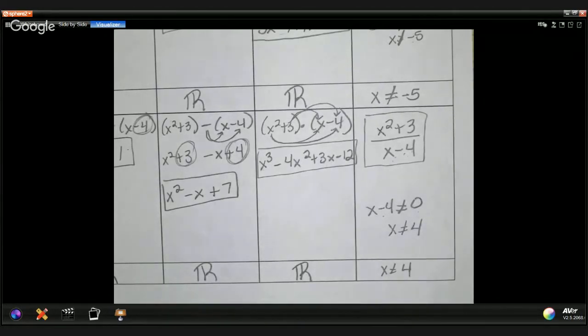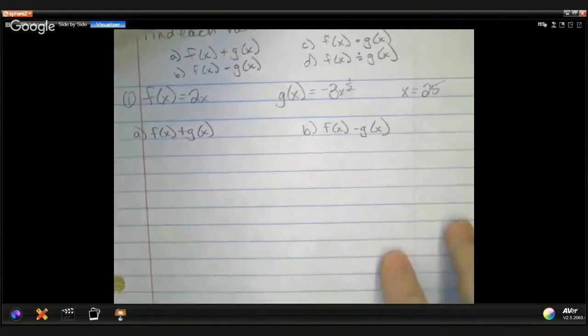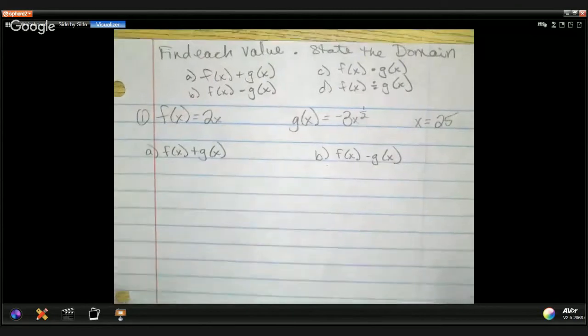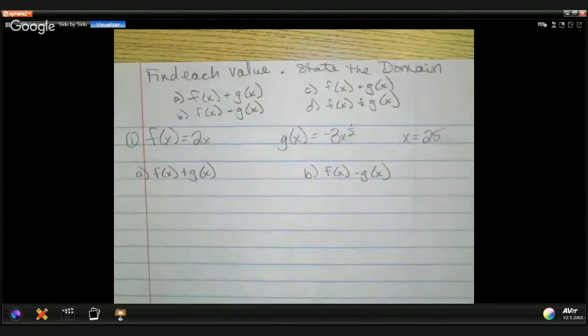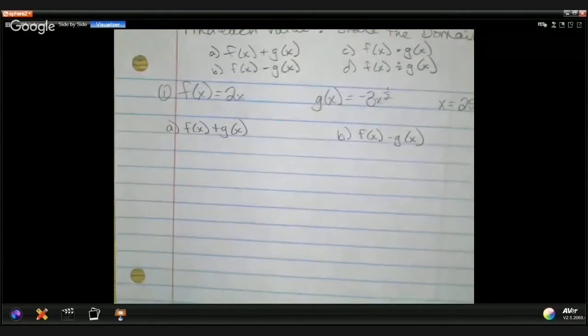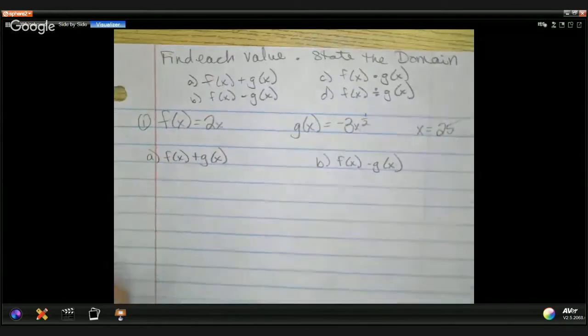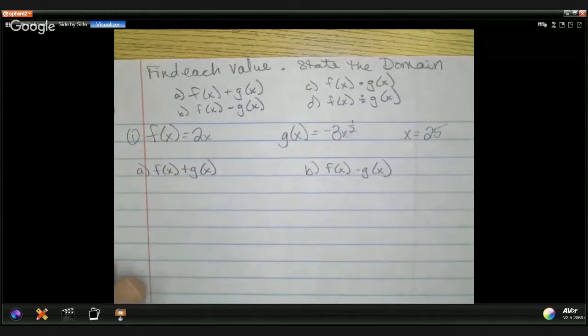All right, let's do one example on the left, and it's going to have another part to it because you're also going to have to plug some stuff in. So go ahead and start off by copying this down. And then we're going to find the sum, the difference, the product, and the quotient. Then we're going to evaluate it if x is 25. And then we're also going to find the domain. So there's a lot of different parts to this one problem.